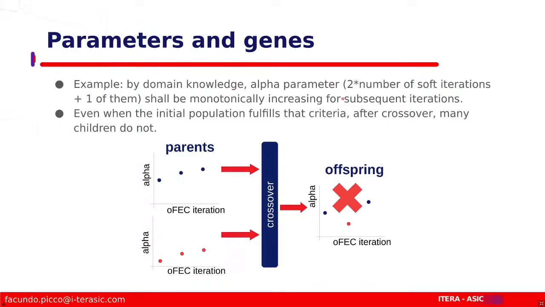So the abstract representation can be used for solving this, for example, by defining that the gene linked to alpha is a delta over the previous alpha, or by abstracting the full line of alphas into an intersection and a slope and making all alphas a linear function of the number of iterations and that kind of thing. So that makes it much more convenient for the genetic algorithm to optimize. And that's also a way to reduce the number of parameters and for other reasons. So it's good to make use of that abstract representation.